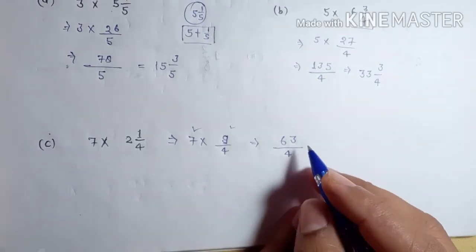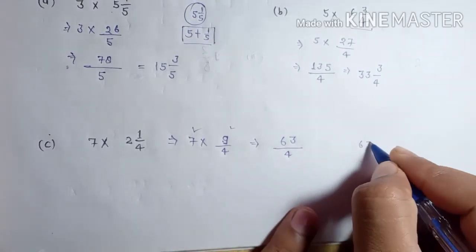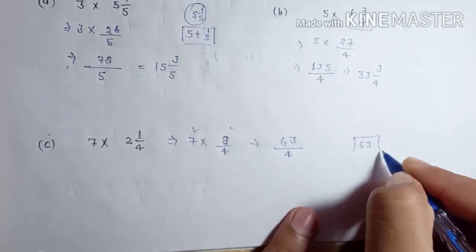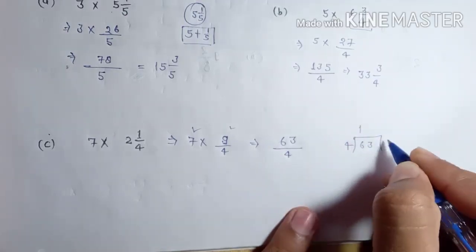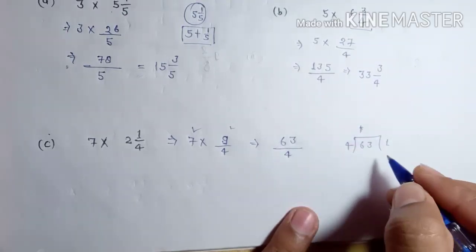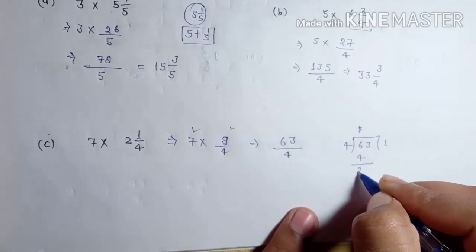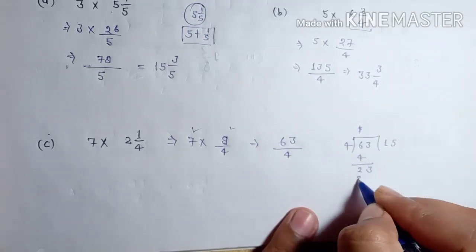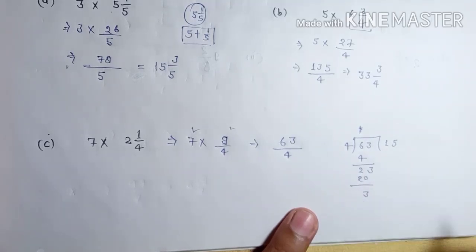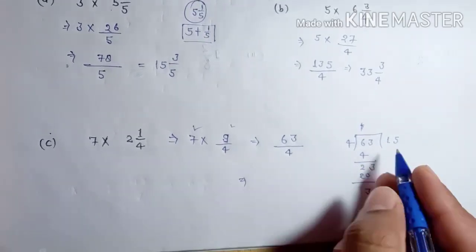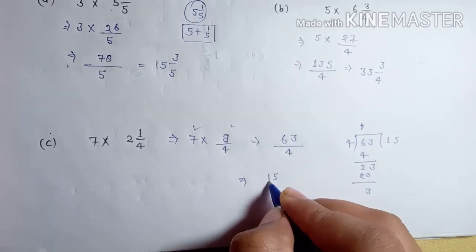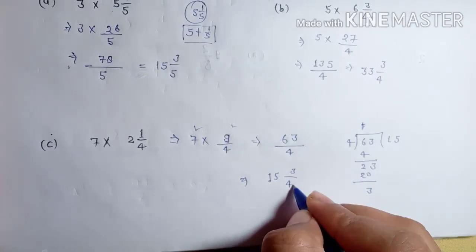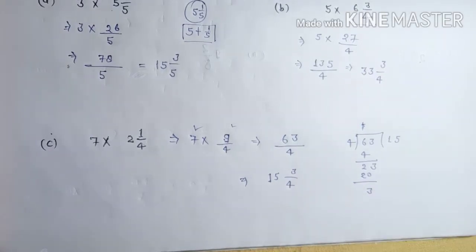And how to convert this into mixed fraction? So write here 63 upon 4, and divide by 4. 4 1s are 4, it is 2, and it is 23. So 4 5s are 20, and the remainder is 3. So you can write it is 15 whole, the quotient 15 whole, and the remainder is 3 upon 4. So this is your answer here.